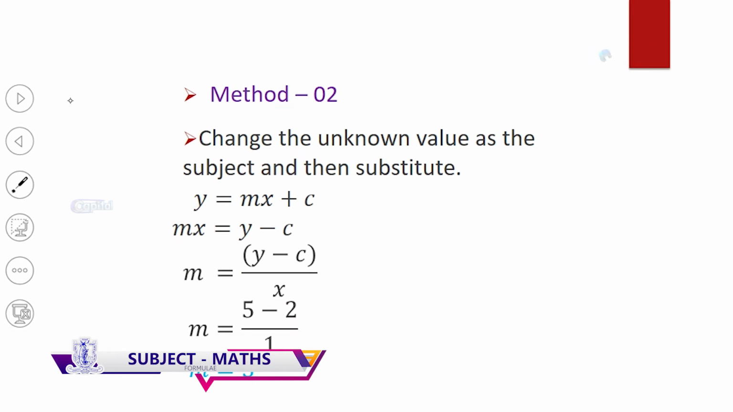And the second method is changing the unknown value as the subject of the formula and then substituting. Here we have to make m the subject. For that purpose we have to subtract c from both sides, then we have to divide by x on both sides, and then finally we obtain the answer m is equal to y minus c over x, and by then we can substitute easily. 5 minus 2 over 1 is equal to 3. Now let's look into the questions.